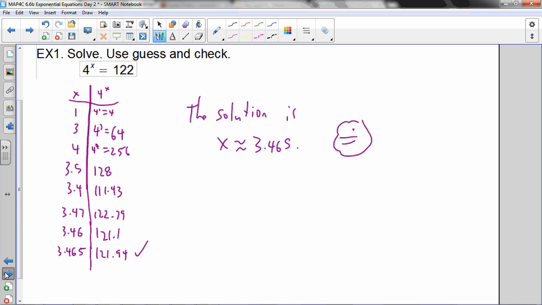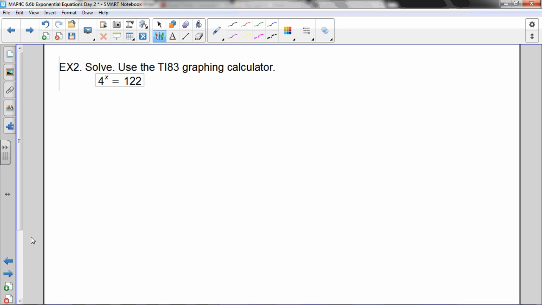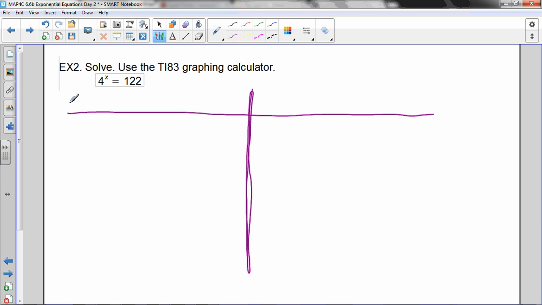The next couple of things we're going to see is using the graphing calculator. I'm going to split your note in half here. I'm going to do two main methods on the graphing calculator. The first one is going to be using a graph. This is my preferred method.